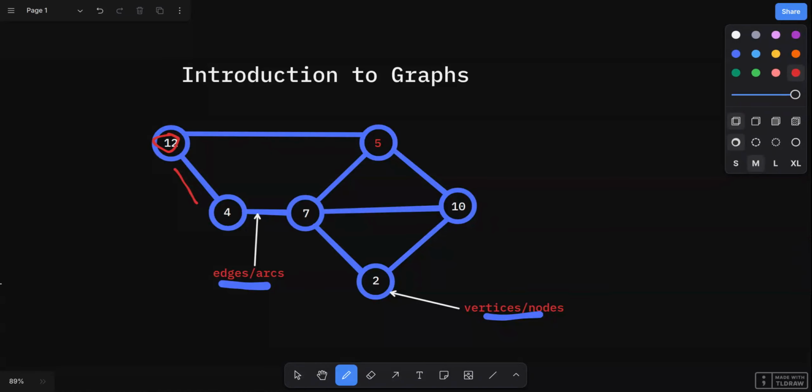Now, we do have graph representations that we follow, like an adjacency matrix and an adjacency list. Just to show the difference between the two, I'm going to write them here. So we have an adjacency matrix, and we also have an adjacency list.